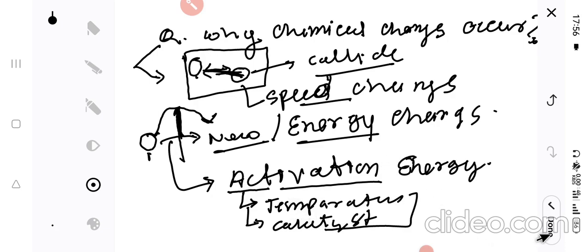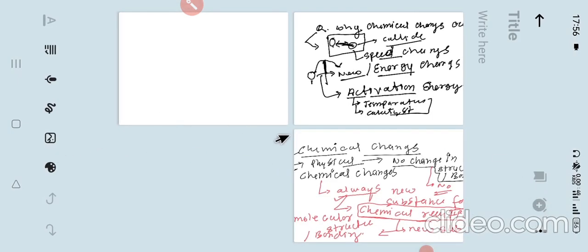Now let's see the next question in chemical reactions. The next question is why reactions occur. Here we have seen that reactions occur because the collision of molecules provides a sufficient amount of energy necessary to change the old substance to a new substance, meaning bond breaking or other types of energy requirement.